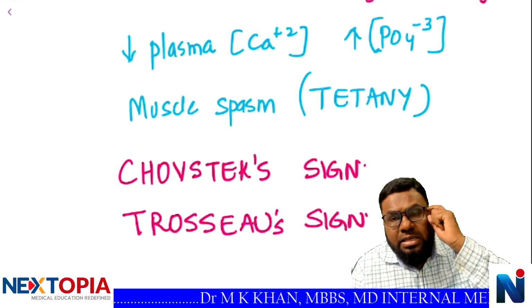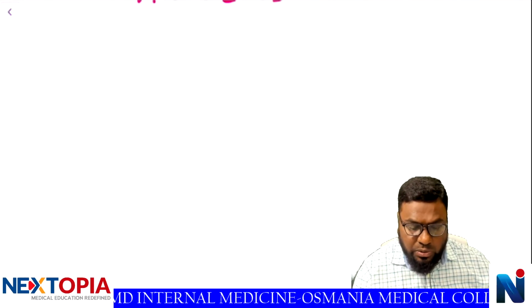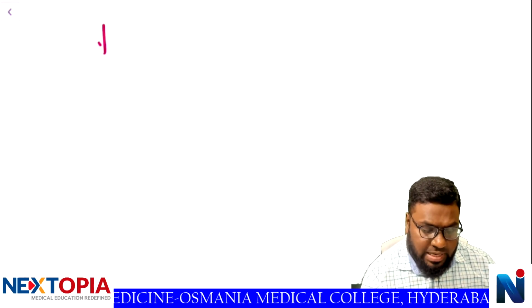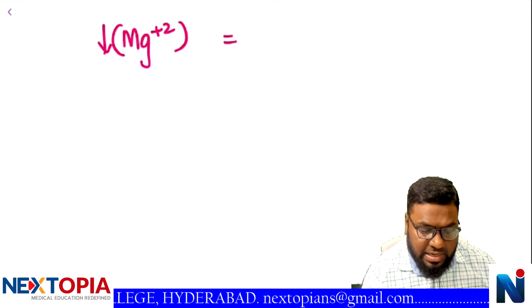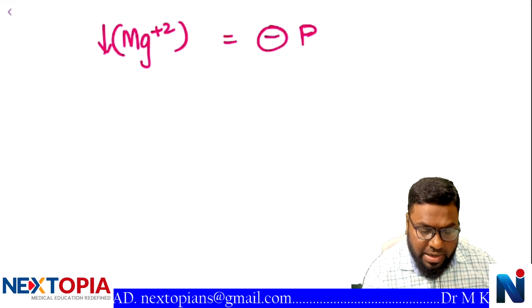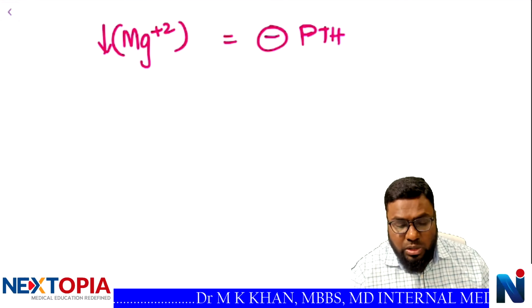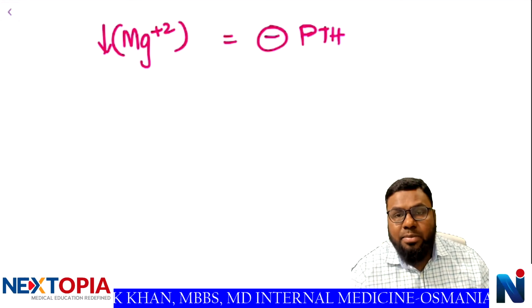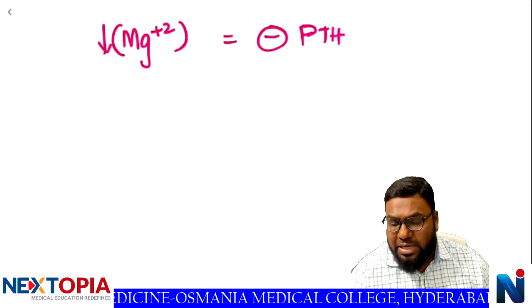Hypomagnesemia prevents parathormone secretion. I already told you, clinically a decrease in the magnesium levels inhibits parathormone secretion. This has to be ruled out before declaring it as primary hypoparathyroidism. And immediate infusion of magnesium corrects this.